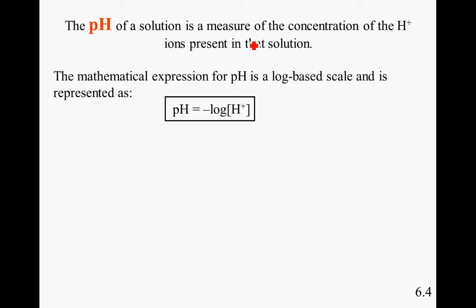To calculate the pH of a solution, you would take the log of the hydrogen concentration. If you search on your calculator, you will notice a log button. Simply type in the concentration, then press this log button. Then you will need to change the sign.